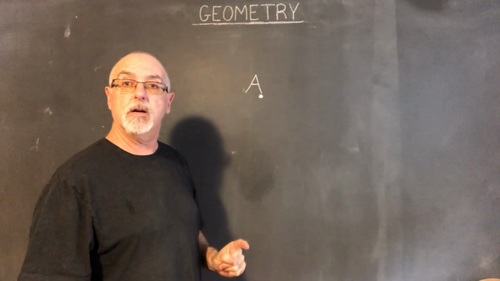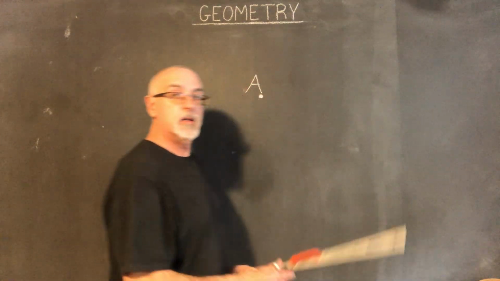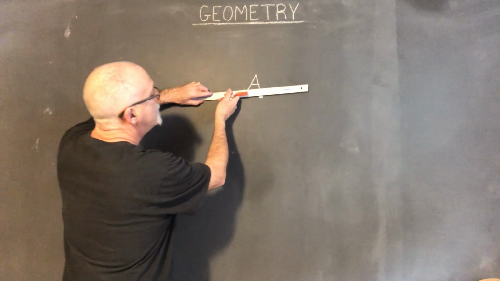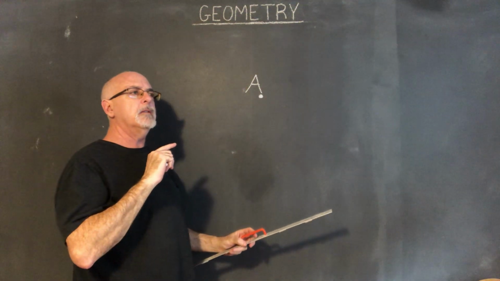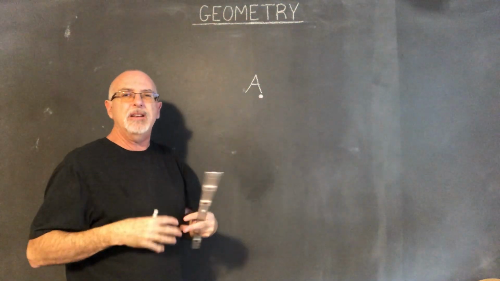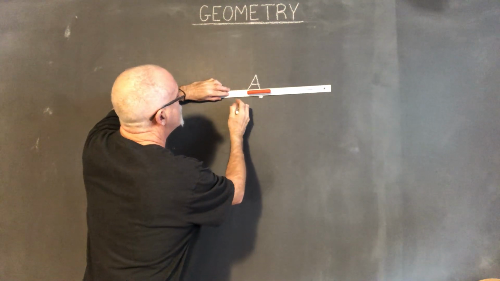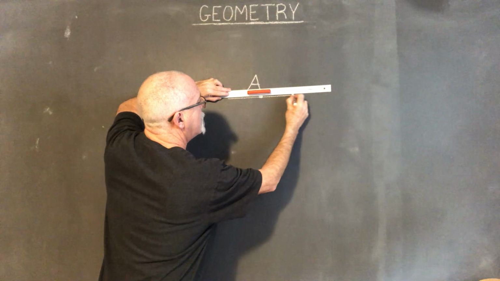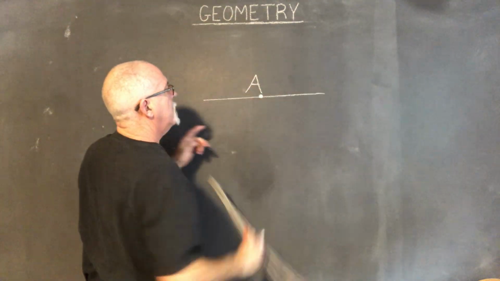What's the next thing? Let's talk about a line. I'm going to draw a line. I'm going to draw the line so that it goes through point A. And a line goes forever in both directions, but of course you can't draw forever in both directions. So when you draw a line, you're drawing part of a line. And yet no one's going to argue with you if you say, I just drew a line.